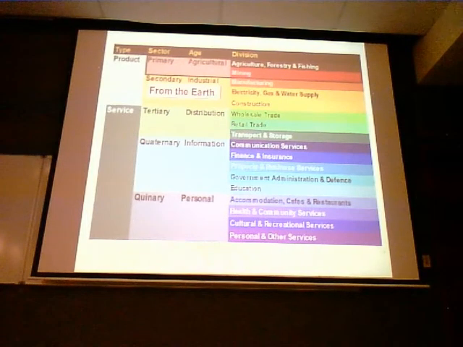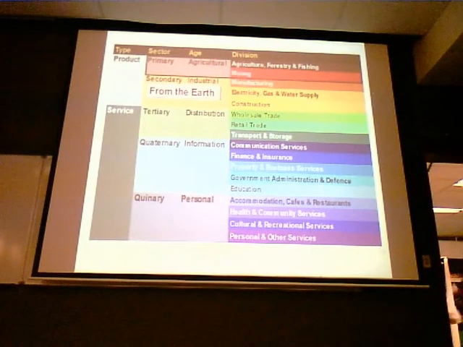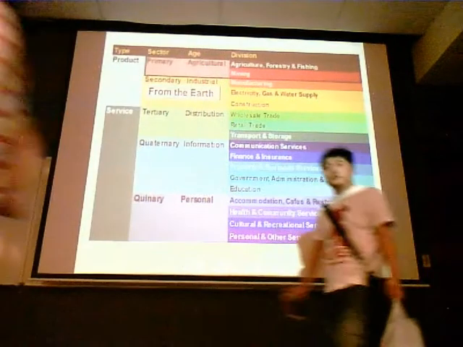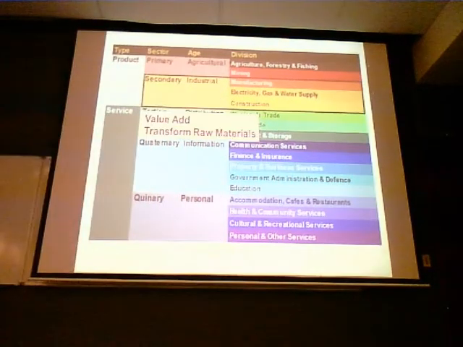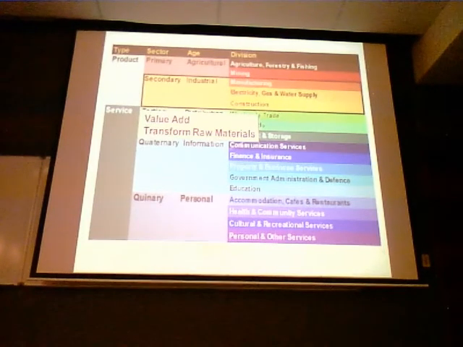If you look at the primary sector, that's the agricultural age. It's given birth to agriculture, forestry and fishing. Mining is also put into that sector, because it's from the earth. That's how we classify the primary sector. The secondary sector, which is the industrial sector, takes the stuff from the earth and transforms the raw materials. So there's your manufacturing, your utilities, electricity, gas, and also construction in that industrial or secondary sector.